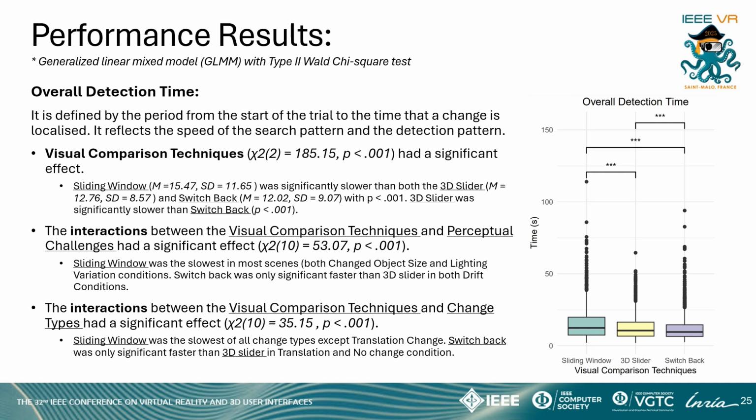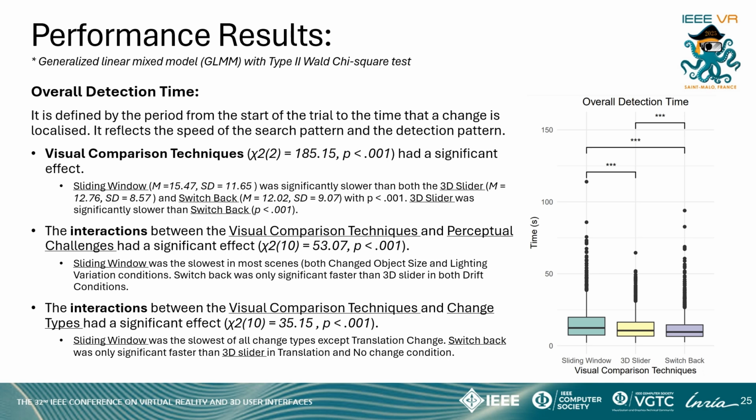Regarding the performance results, firstly, I want to talk about the overall detection time. It's defined by the period from the start of the trial to the time that the change is localized. It reflects the speed of the searching pattern and the detection pattern. Visual comparison techniques had a significant effect. Specifically, sliding window was significantly slower than both the 3D slider and the switchback. 3D slider was significantly slower than the switchback.